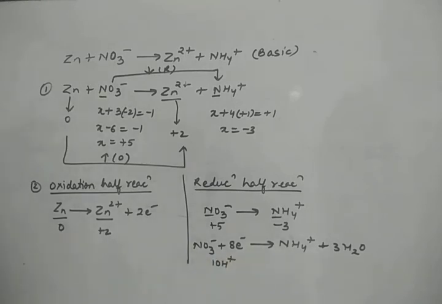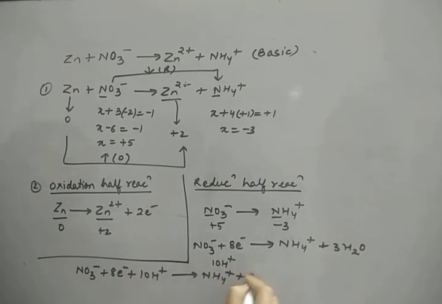I told you earlier that in order to balance the equation in basic medium, first we balance it by acidic medium. So the equation gives NH4+ plus 3H2O. Now how many H+ have we added? 10H+. So we will add 10 OH- this side and 10 OH- this side. In order to balance the equation in basic medium, we add the same number of OH- on both sides. So I have added 10 OH- here and 10 OH- here. Okay, I'm writing the next step.